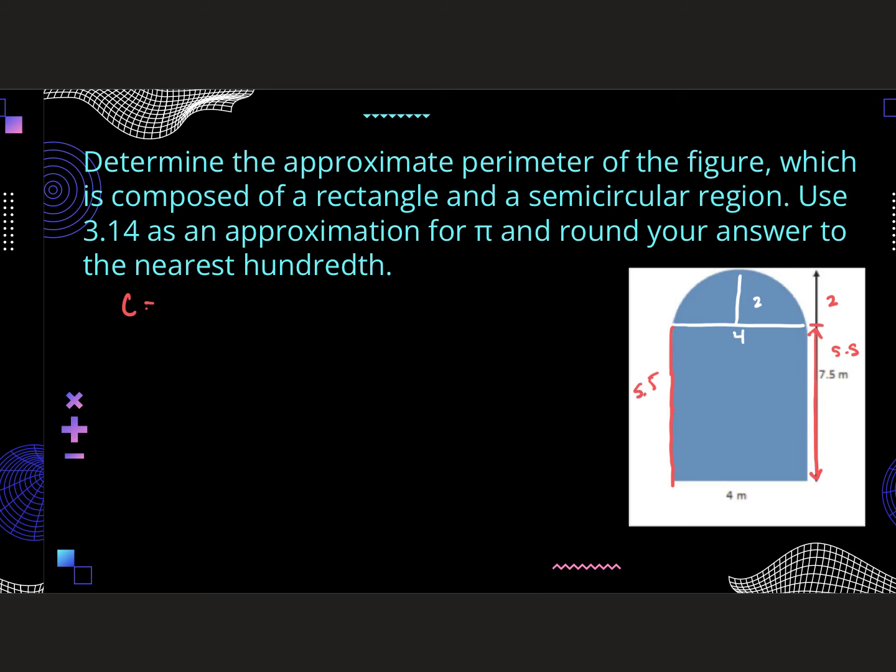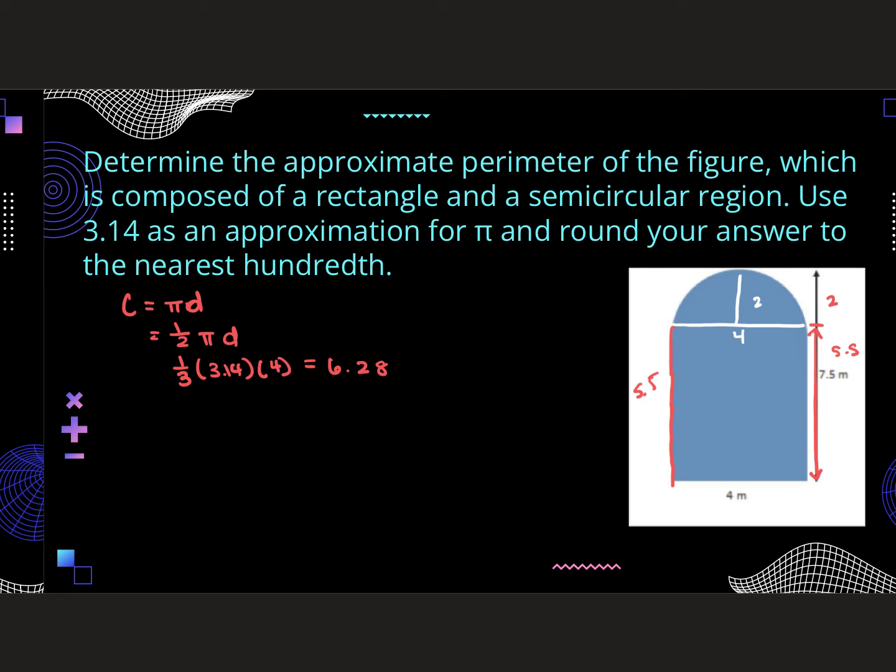So remember, circumference is pi d. Since we're talking about a semicircle, that's going to be 1/2 pi d, where we're using 3.14 for pi and our diameter of 4, which is going to give me approximately 6.28 for our semicircle.